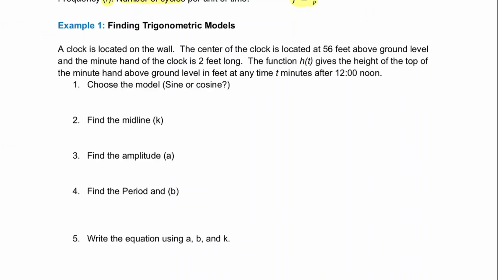So, looking at this first example, it says a clock is located on a wall. The center of the clock is located 56 feet above the ground, and the minute hand of the clock is 2 feet long. The function h is given the height of the top of the minute hand above ground level in feet at any time after noon.